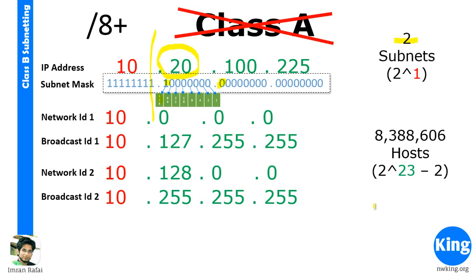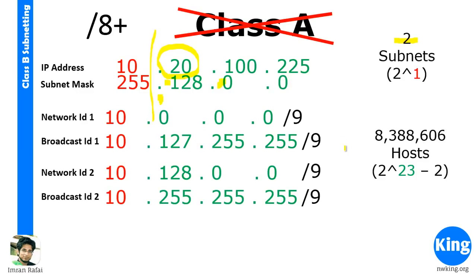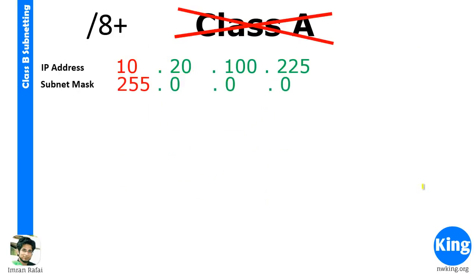Because of the changes that happened, because of this new borrowing, the subnet mask becomes 255.128.0.0, and of course, because one bit borrowed, the /8 becomes /9. Right? Fantastic. Let's take another example.